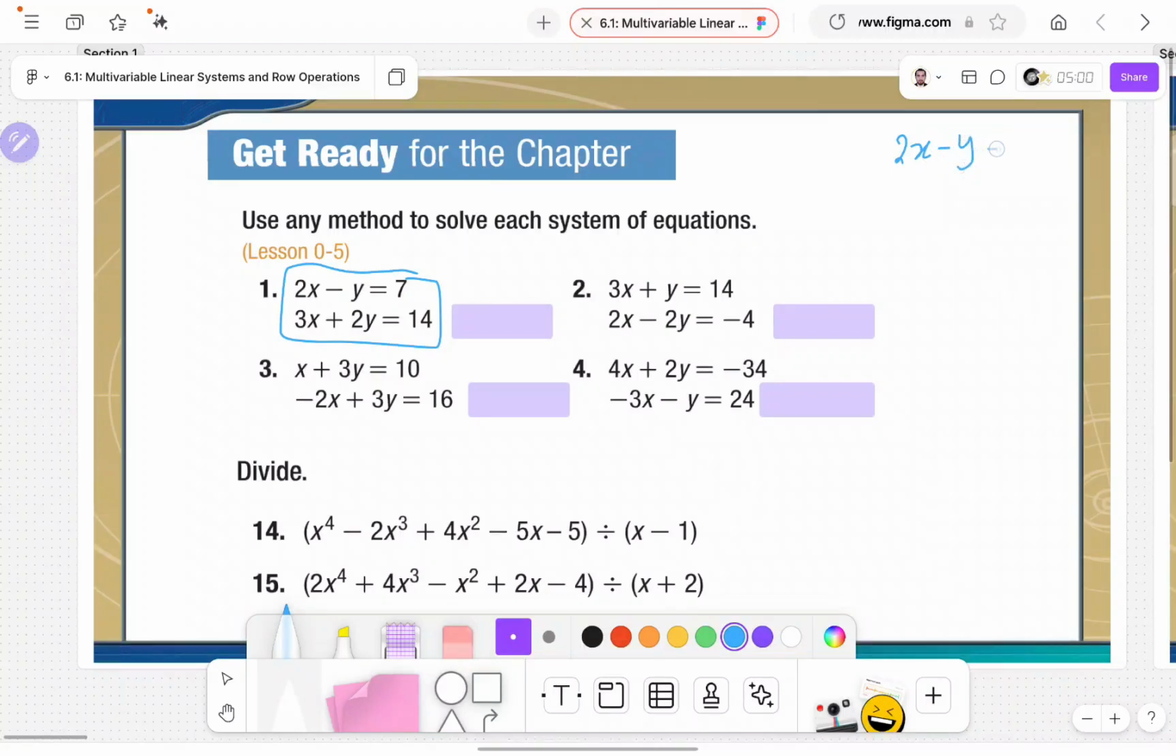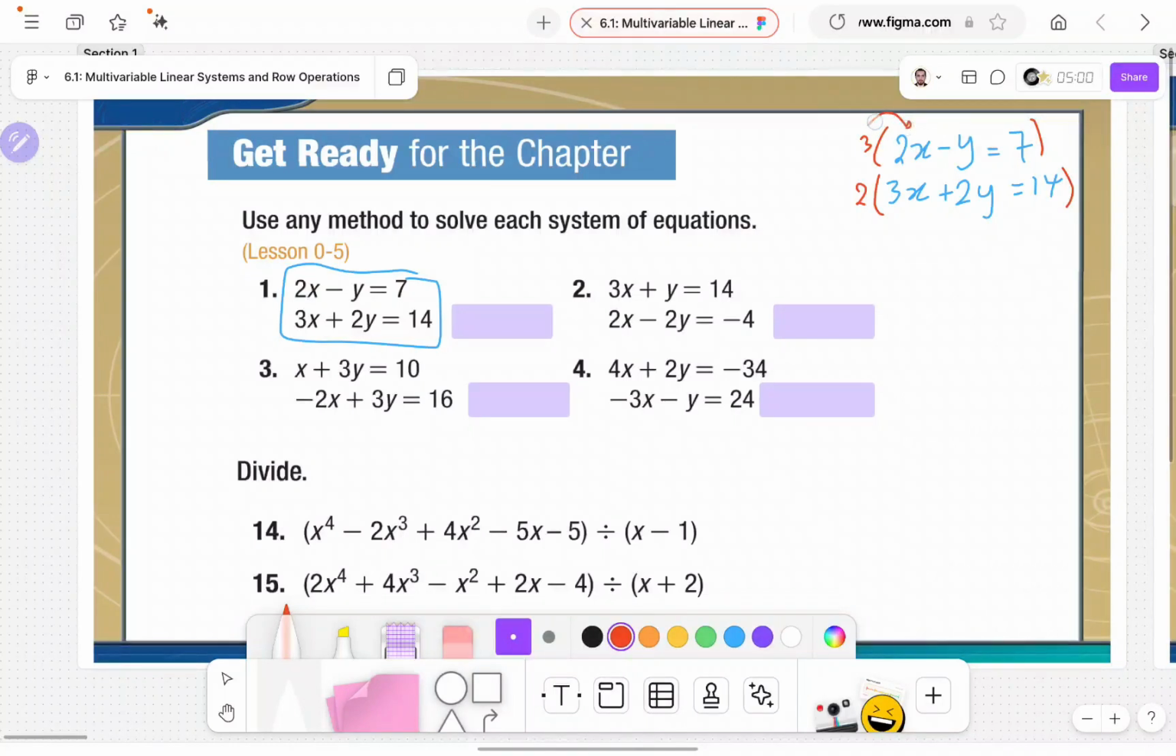2x minus 3y equals 7. Then 3x plus 2y equals 14. Okay, so if you remember the elimination, we need to eliminate one of the variables. Sorry, this one is 14, not 114. Now, as you can see here, I need to eliminate x. So to eliminate x, I can multiply the whole first equation by 3, and I can multiply the whole second equation by 2. So 2 times 3 and 3 times 2.